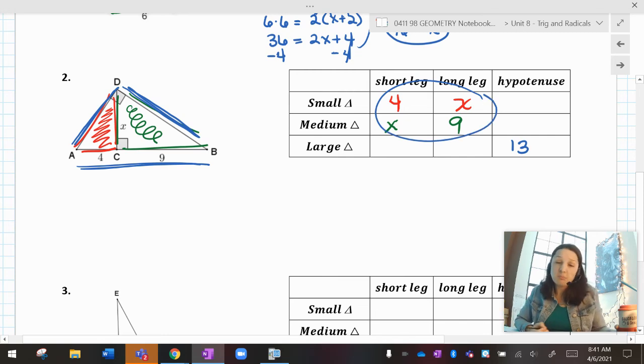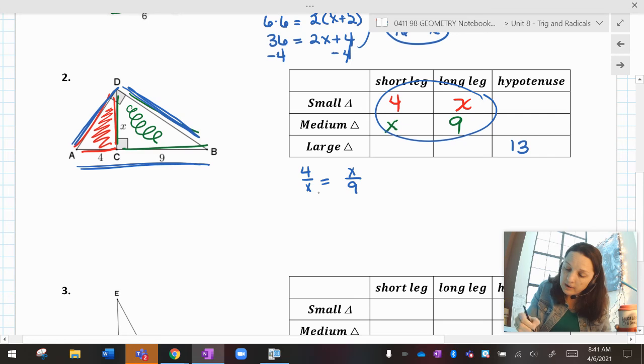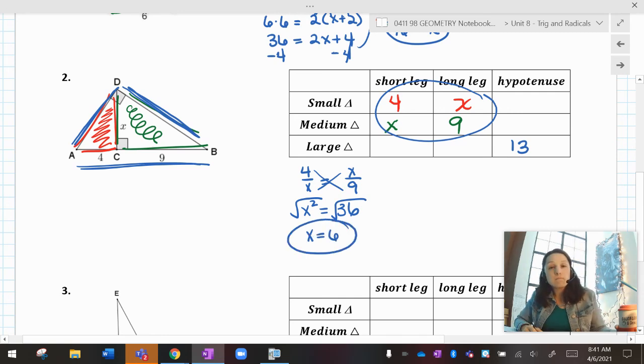I have a box. I can solve for x. 4 over x equals x over 9. Cross multiply, x squared equals 36, which means x equals 6. And that's all we needed there.